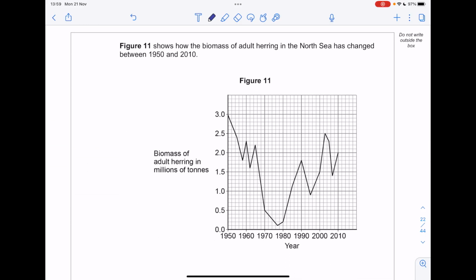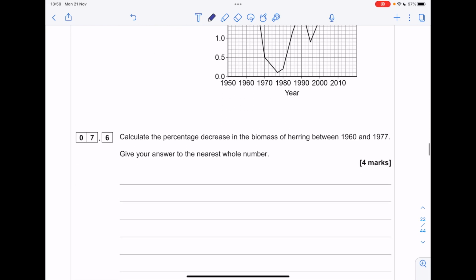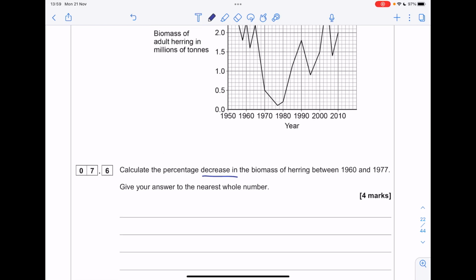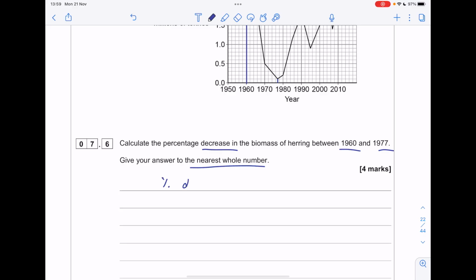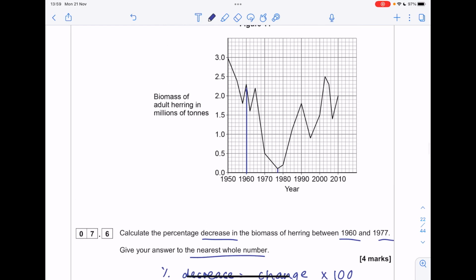Figure 11 shows how the biomass of adult herring in the North Sea has changed between 1915 and 2010. Calculate the percentage decrease in the biomass between 1960 and 77. Give your answer to the nearest whole number. So we need to look up here. Make sure you're picking the right years there. So percentage decrease is given by the equation change over original times by 100.